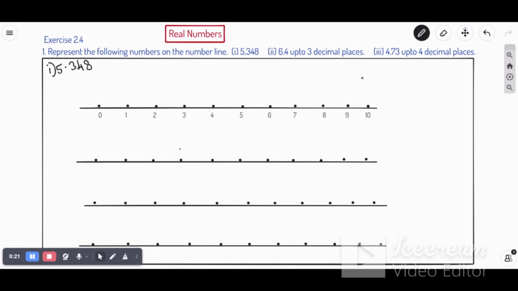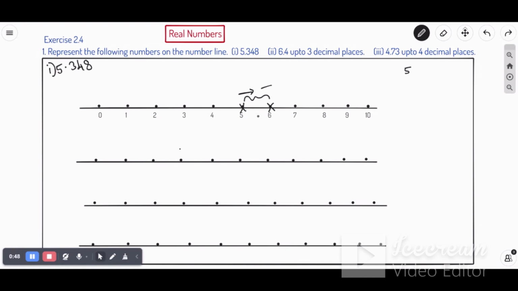If it is simply 5, you can easily mark it, which means you can draw a number line from 0 to 10 and then mark your 5 here, but we need some decimal points. So first of all, draw a number line and then mark your 5 and your next number. To expand it, 5.34 is going to lie next to 5, but surely between these two. So mark these two.